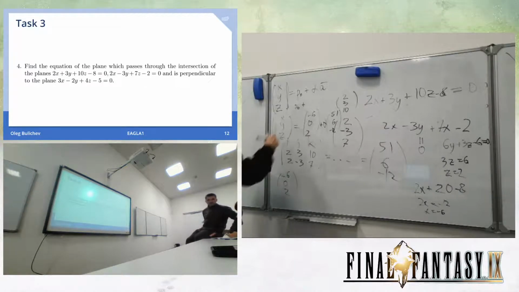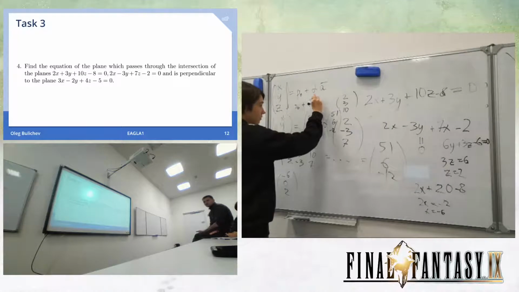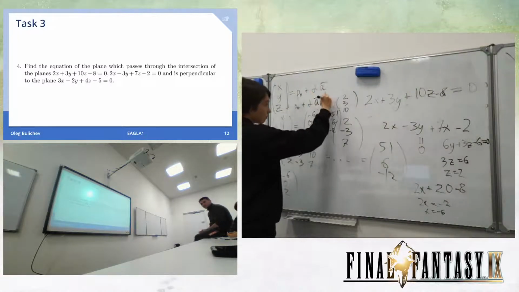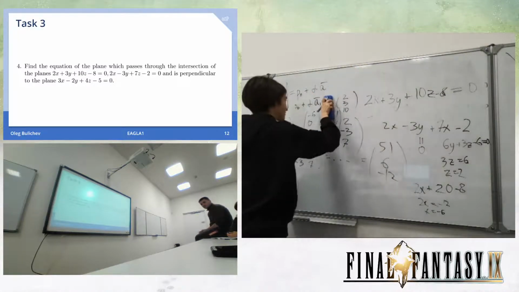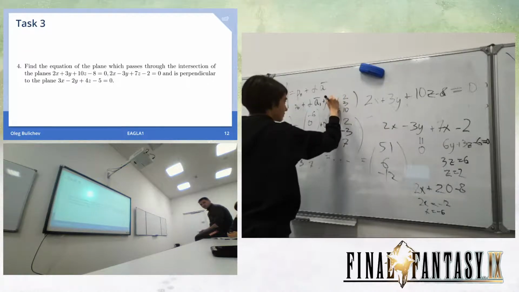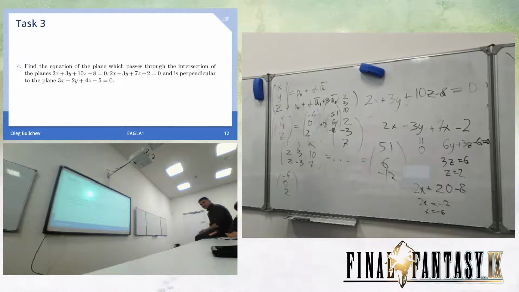Alpha vector 1 plus beta vector 2. So this can also satisfy this. So all I need to do is find the vector 2.